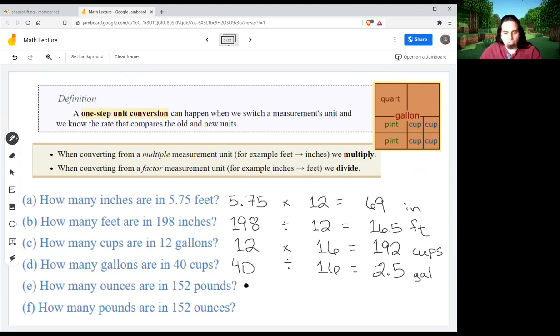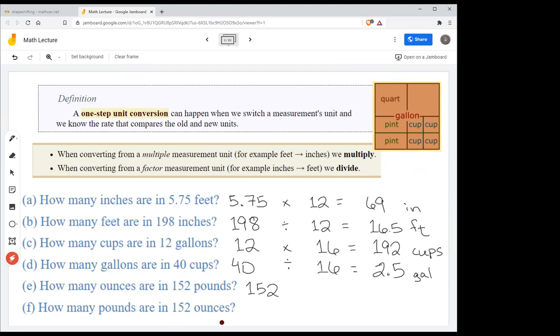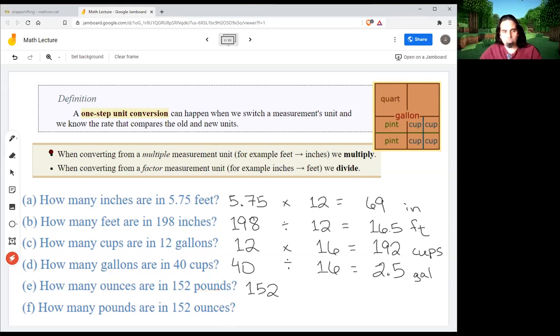How many ounces are in 152 pounds? Are pounds the bigger thing or the smaller thing compared to ounces? Bigger. Pounds are multiple ounces. So we're going to multiply. And remember, it was 16 ounces in a pound, which is also why they made cups and gallons of 16. Two, 4, 3, 2, big number.